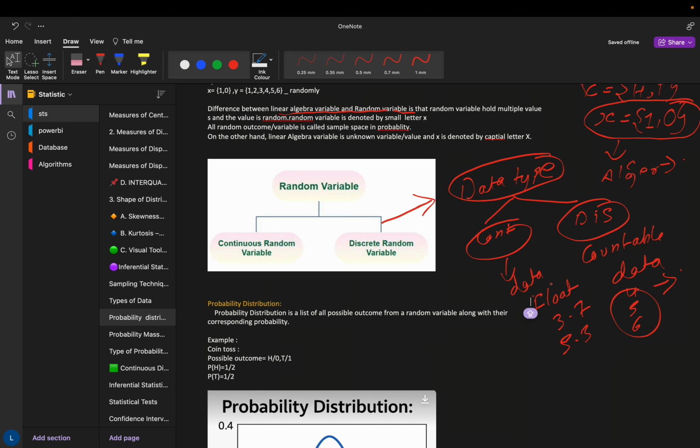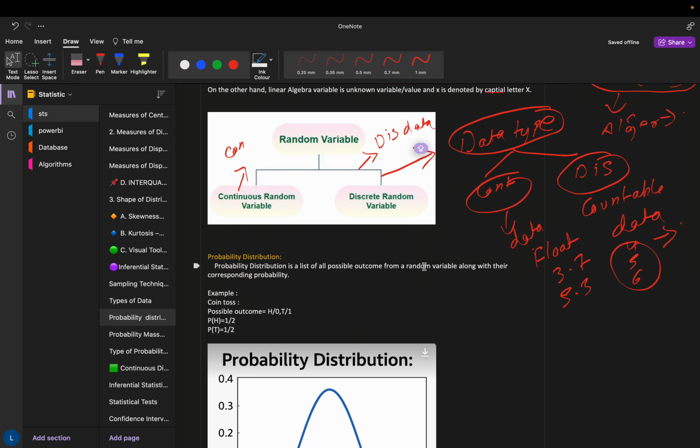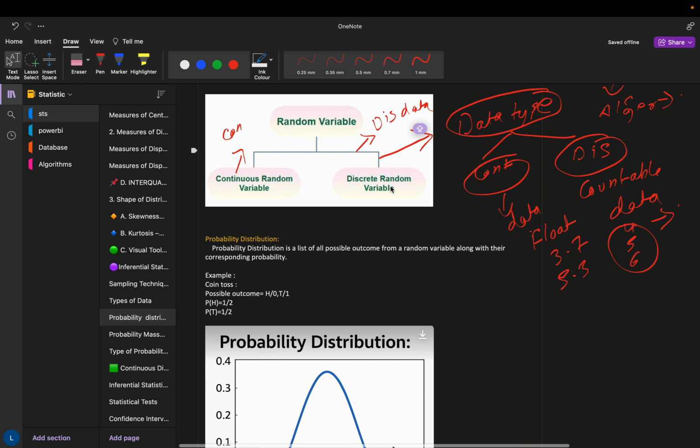You can normally say that a continuous random variable deals with continuous data, whereas a discrete random variable deals with discrete data, meaning countable data. So once you understand the data type, that we normally have two types, continuous and discrete, the random variable that is generated is also either continuous or discrete.